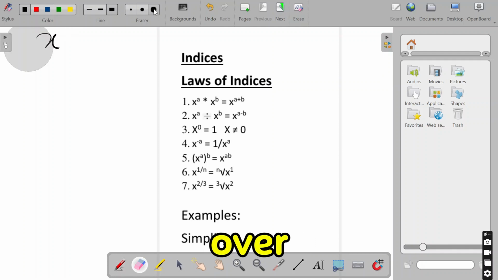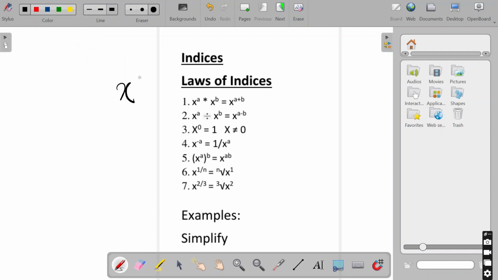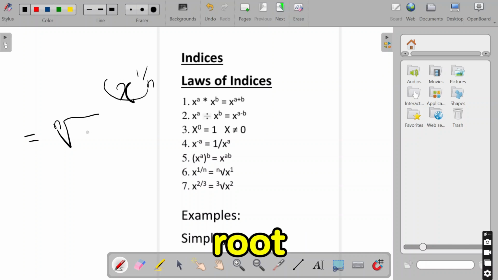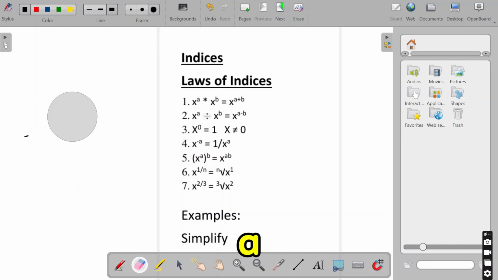X raised to power 1 over n, and we said that when this n comes to the left of x, it becomes automatically a root. So it becomes the nth root of x raised to power 1. Now this might look confusing, but I would simplify it with just a few examples.